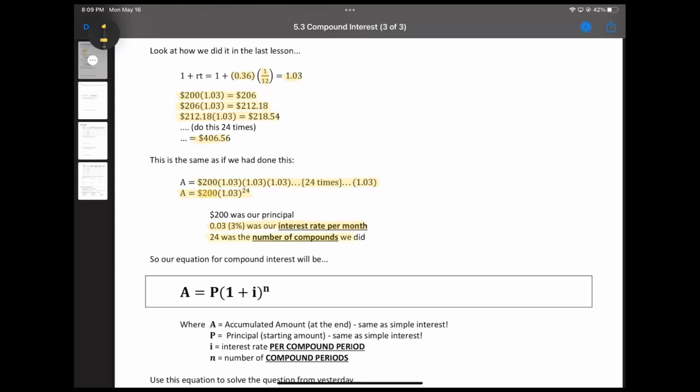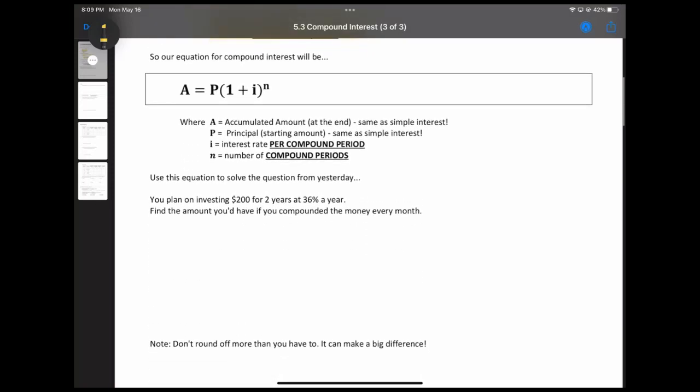So now we change our variables just a little bit, and we come up with this equation: A equals P times 1 plus i to the exponent n. Now the good thing is the A and the P are the exact same variables they were with simple interest. A is still the amount that we have at the end, the accumulated amount, and P is still the principal, the amount that we have at the beginning. The only thing that's changed is instead of having R and T, R being interest rate per year and T being time in years, we now have i, a lowercase i, which is the interest rate per compound period, and n, which is the number of compound periods. So a compound period could be months, weeks, days, pretty much anything you want it to be.